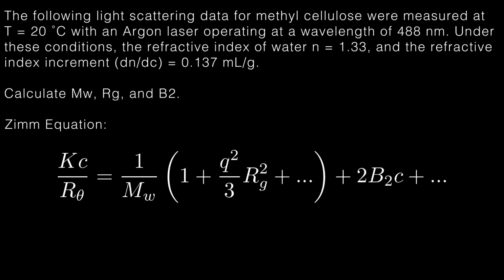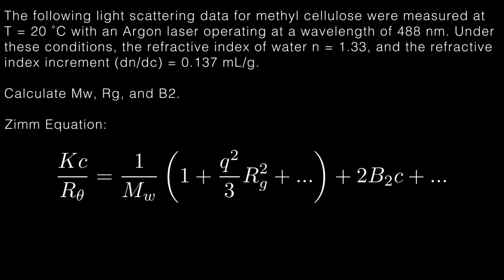I hope I made this clear, because what we're having to do here is a double extrapolation. We first extrapolate to 0 concentration and 0 angle, so Q equals 0, to get the molar mass. Then, using the 0 concentration data, we can get Rg squared, and then we can look at the 0 angle, so Q equals 0 again, and fit the data as a function of concentration to get the second virial coefficient.